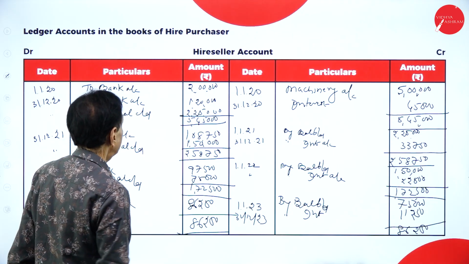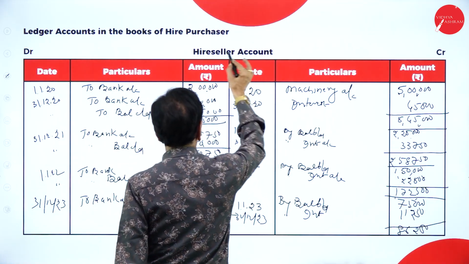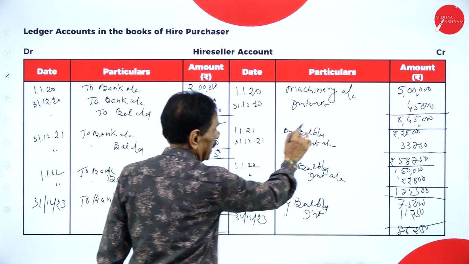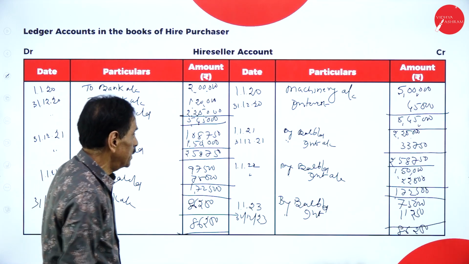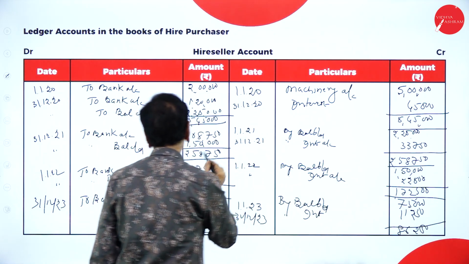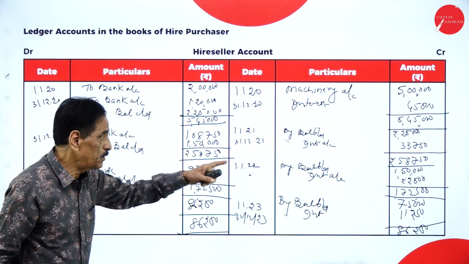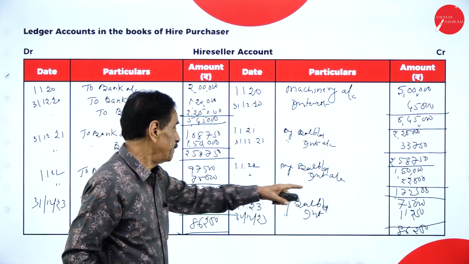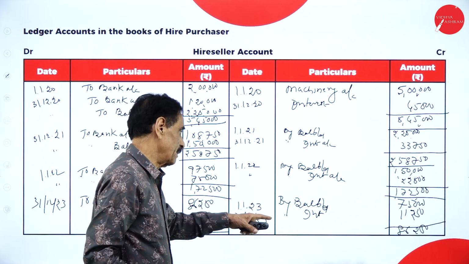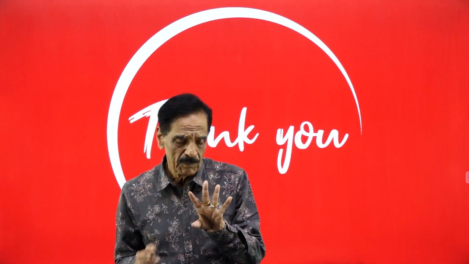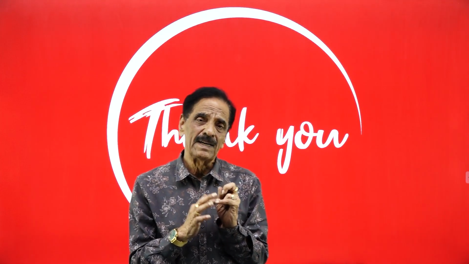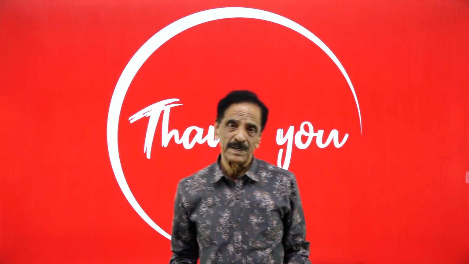Here, hire seller account, machinery to hire seller, to bank account, by interest account, to bank account, 75,000 plus 45,000, 1,20,000, by balance brought down by interest account, to bank account 75,000 plus interest. Next, by balance, by interest, to bank account. Last installment, by balance, by interest, to bank account. Hope you understand. Very easy. You have to prepare 4 ledgers: hire seller account, machinery account, interest account, and depreciation or transfer entries.